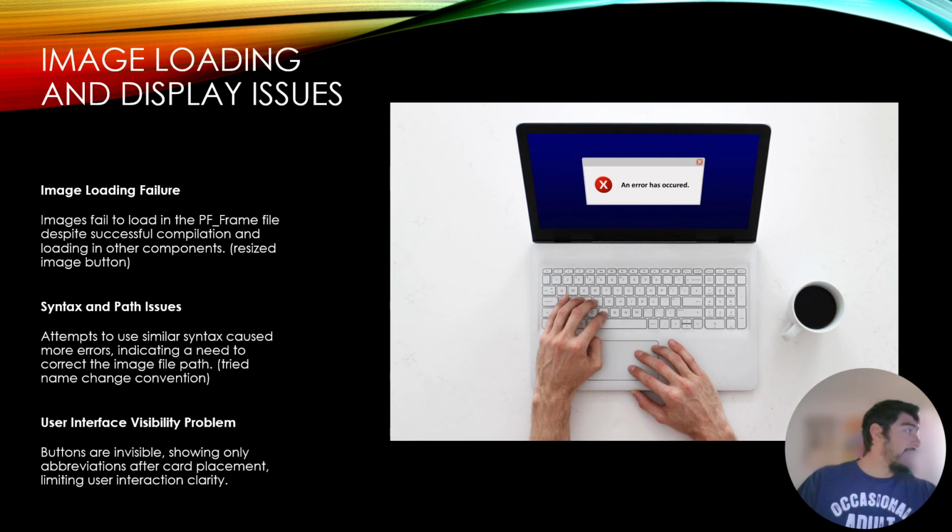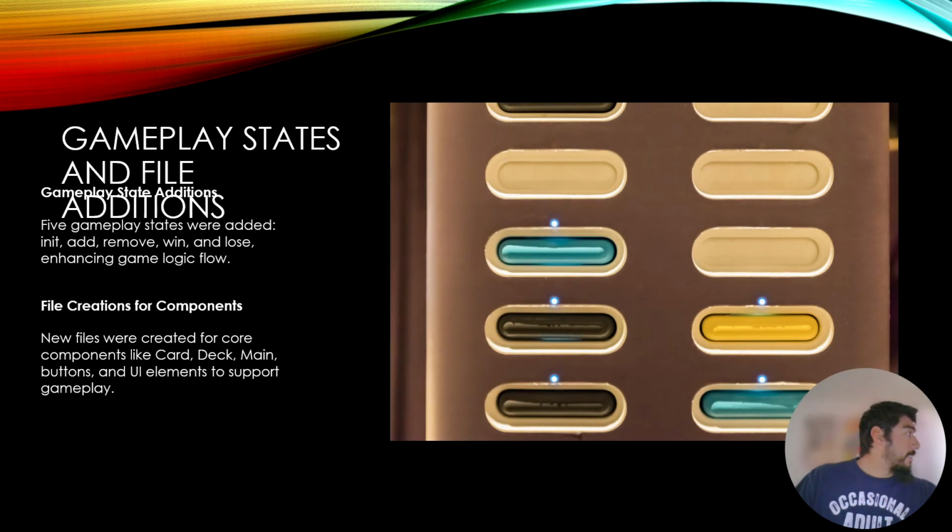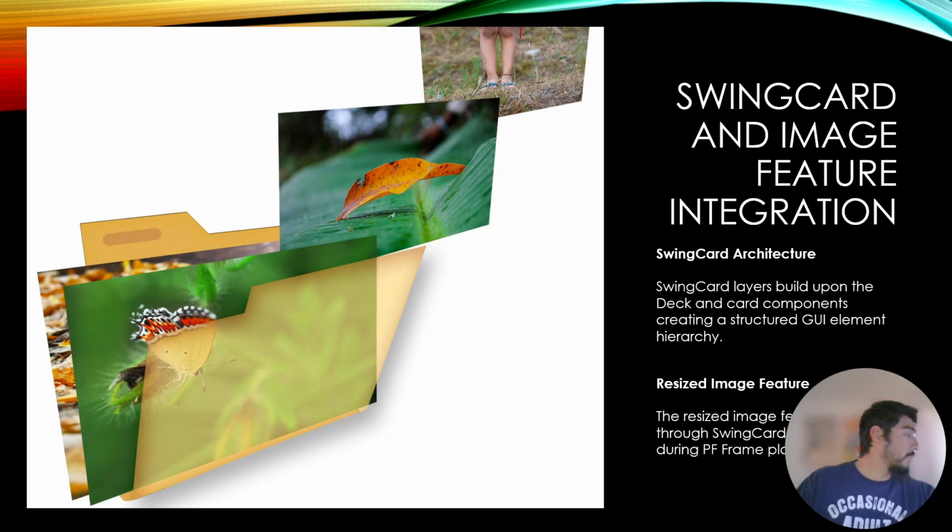Like I said, this image is not loading here, and I was having syntax and path issues, and it was just invisible. It was not popping up like the example was popping up, but within the resize image button, that was definitely popping up. So I made these states. Can we go back there? So this swing card image feature integration, we already talked about that. Let me just go over this.